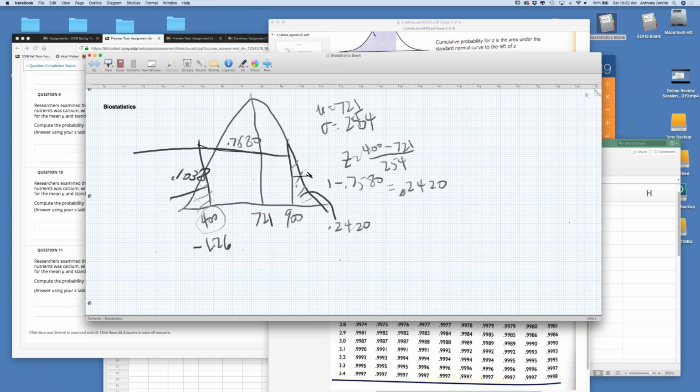So the question asks, what's the probability that you would choose a random individual that's below 400 or above 900? That's kind of our union, isn't it? Either answer satisfies the condition, so we're going to add these two together. It's going to be 0.2420 plus 0.1038. So the probability we would choose someone that's less than this or greater than this is going to be 0.3458, almost 35%. Okay, you guys okay with that? Comfortable with that?